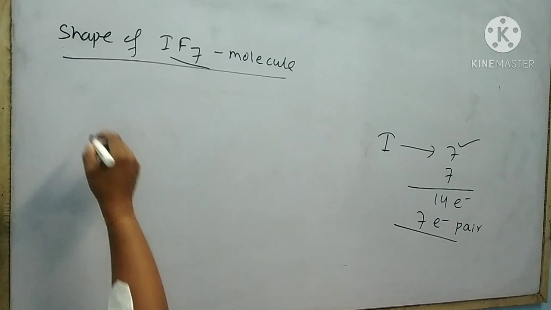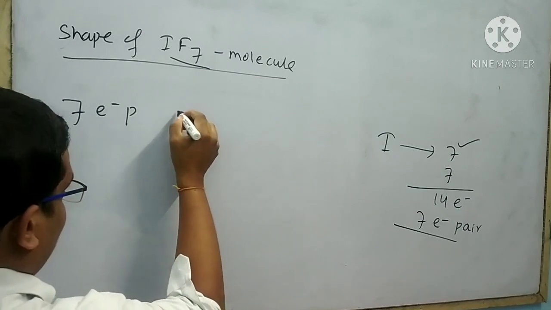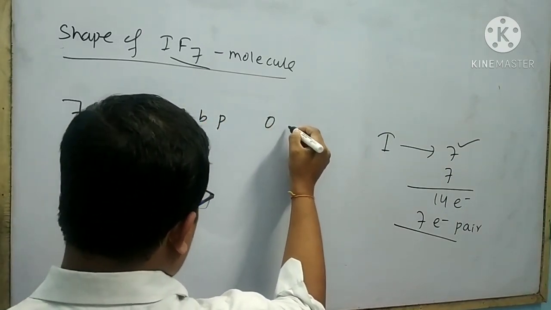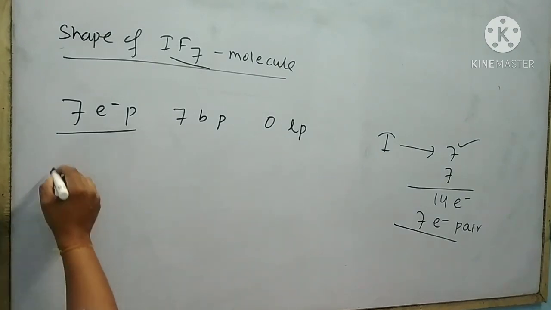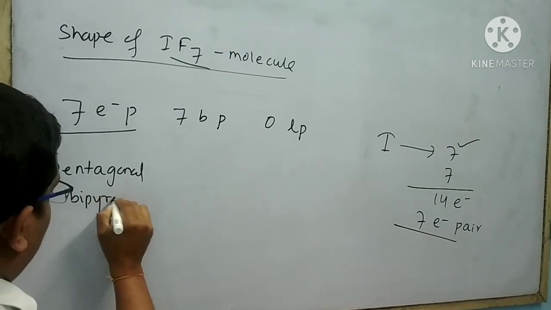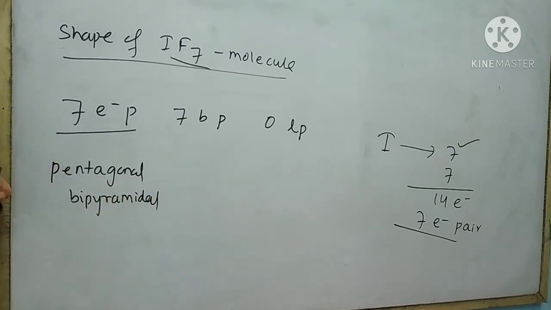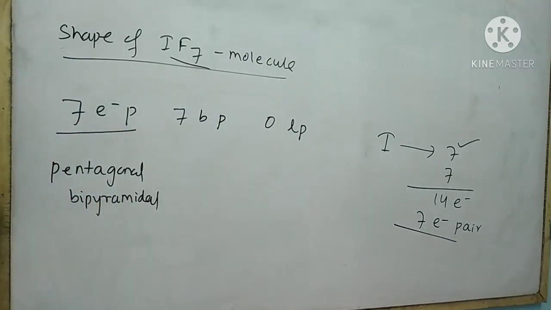It is concluded that there are 7 electron pair. Among the 7 electron pair, all are bond pair. There is no lone pair. Since there are 7 electron pair, the geometry of IF7 molecule is pentagonal bipyramidal. Since there is no lone pair, the shape or structure of IF7 molecule is also pentagonal bipyramidal, which is equal to the geometry of IF7 molecule.